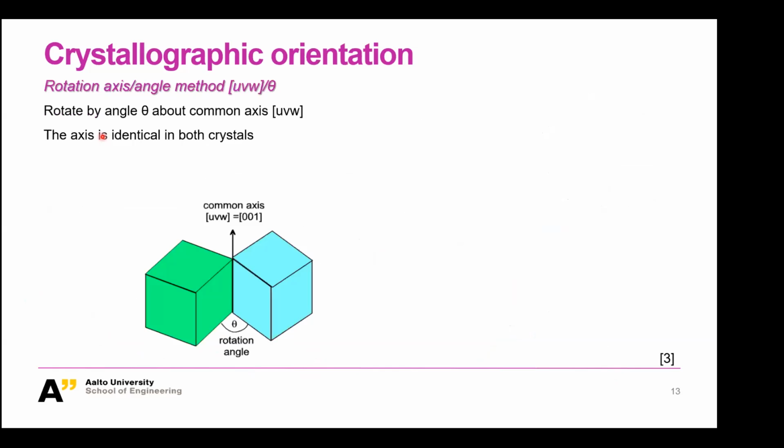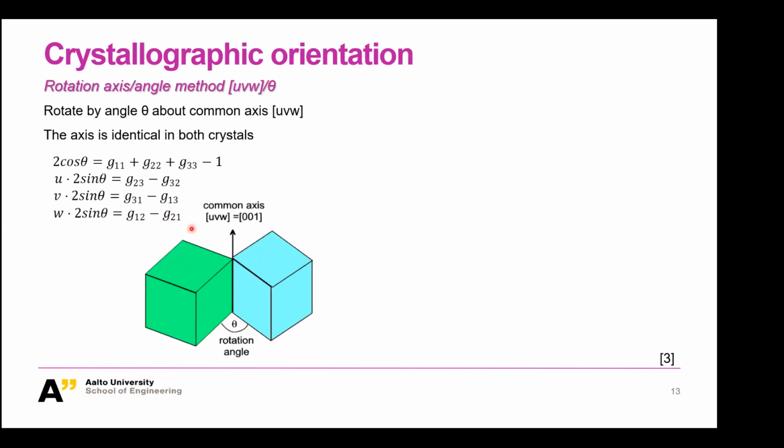Then we can move to a third method, the rotation axis and angle method, UVW and theta. Here it is defined by, for example, this crystal orientation of this crystal system. You can rotate it around a common axis with the rotation angle theta. Then it will become another coordinate system. So this is the relationship between the rotation axis-angle method and the rotation matrix G. And you also don't need to remember it.